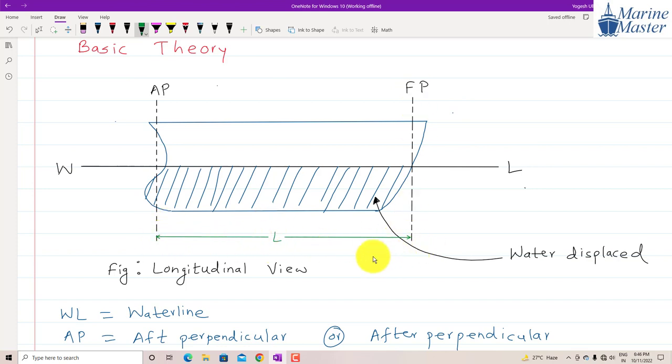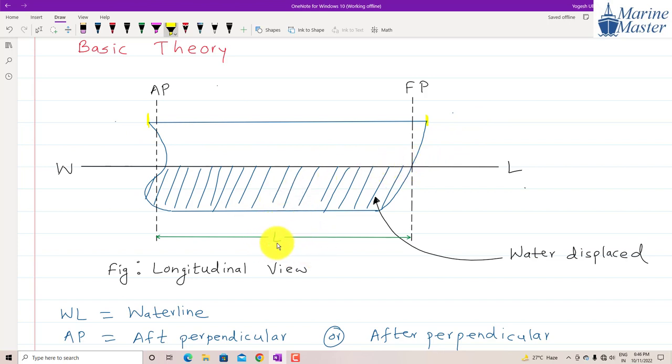See, this is not the overall length. Overall length means the forward part of the ship, exactly forward, somewhere here, and somewhere here, the extreme-most forward portion and the extreme-most aft portion. So that is meant by overall length. But for us, from a naval architecture point of view, length of the ship is what?